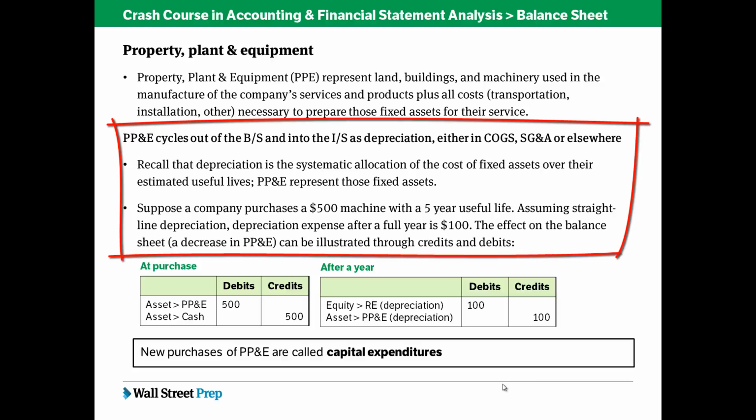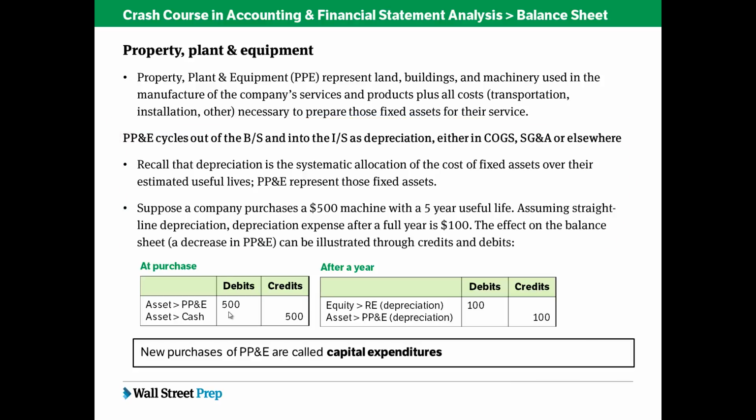So suppose a company purchases a $500 machine with a 5-year useful life. Assuming straight line depreciation, and most companies do choose straight line, depreciation expense after a full year is $100. So at purchase, property, plant, and equipment goes up by $500, and the cash used to purchase it goes down by $500. But after a year of operations, when you've recognized $100 worth of depreciation from the obsolescence of that machine, you see property, plant, and equipment going down from $500 now to $400.